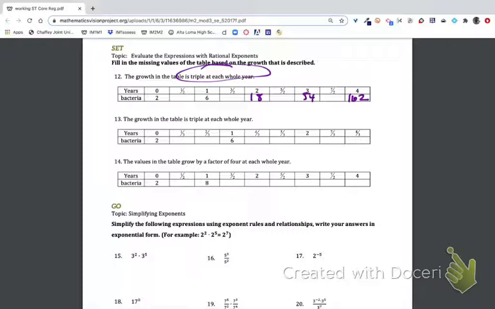And now we need to figure out what's in the middle. Well, 2 plus 6 divided by 2. So 8 divided by 2 is 4. 6 plus 18 divided by 2 is 12. 18 plus 54 divided by 2 is 36. And 54 plus 162 divided by 2 is 216.